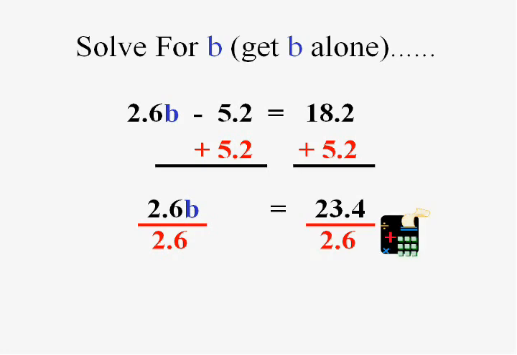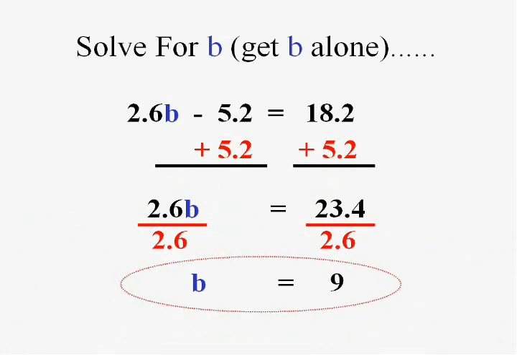Doing the division, I won't do that for you here. I'm going to get 2.6 divided by 2.6 is 1, isn't it? We don't write the 1. We say b, in this case, is 9. And that son of a gun is your solution and your one and only solution to this equation.